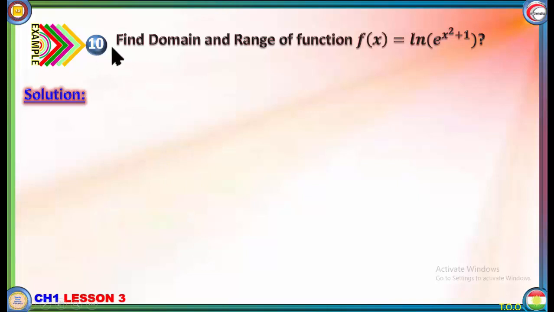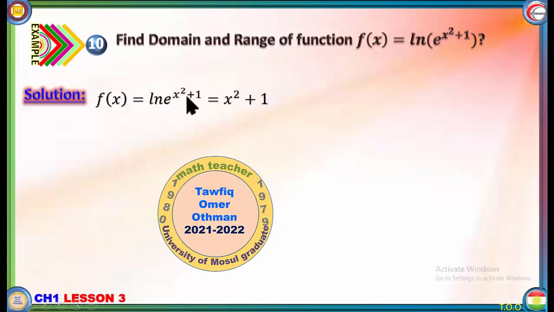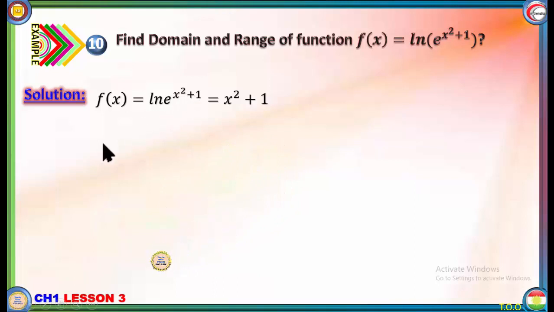Example number 10. Find the domain and the range of the function f(x) equals ln of e to the power x squared plus 1. Cancelling ln with e, we get x squared plus 1. This is a polynomial function, therefore the domain is all real numbers.